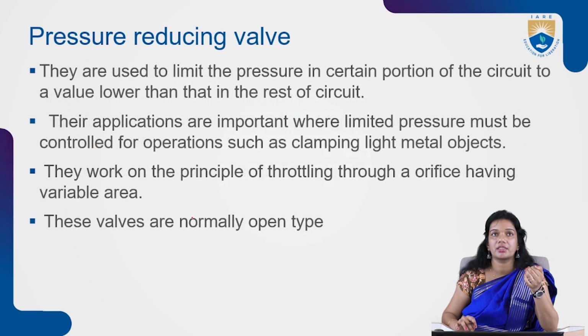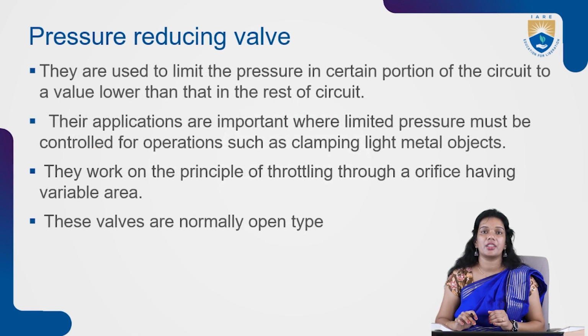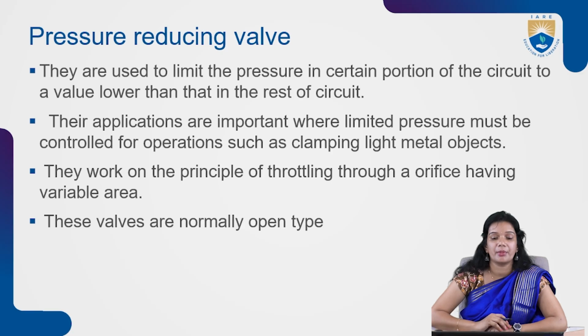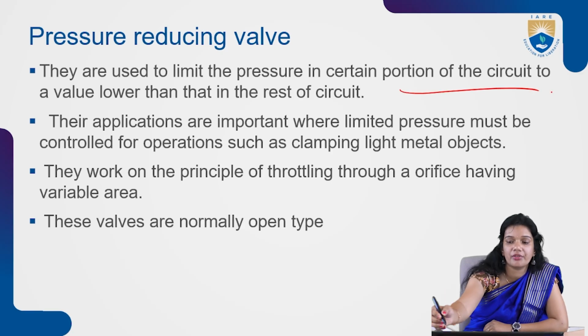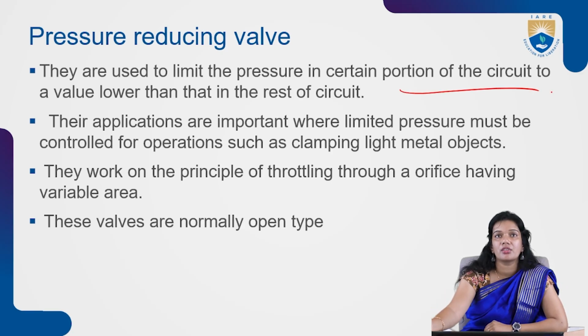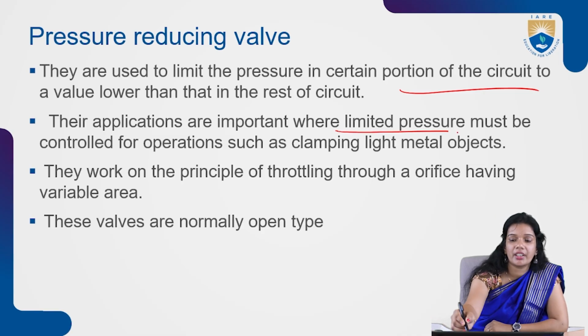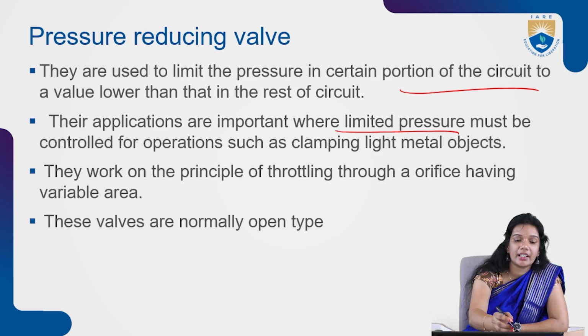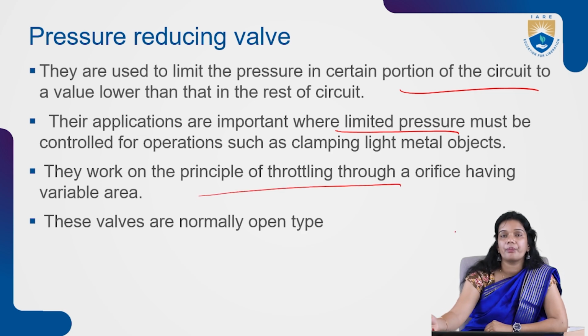is the reservoirs, right? So then we have pressure reducing valves. These are used to limit the pressure in certain portions of the circuit to a value which is lower than that in the rest of the circuit, right? Their applications are important where limited pressures must be controlled for operations such as clamping metal objects. These again work on the principle of throttling through an orifice having a variable area.